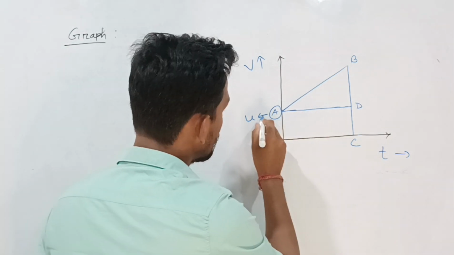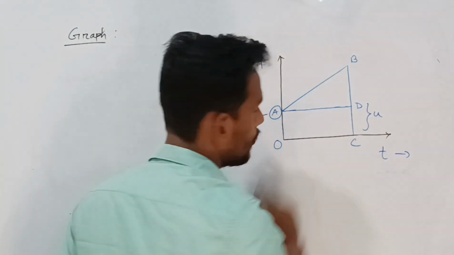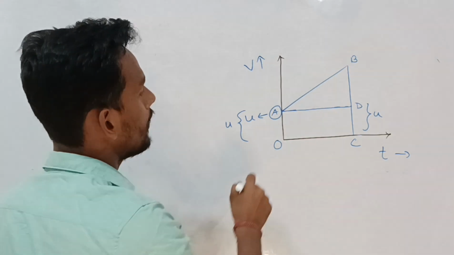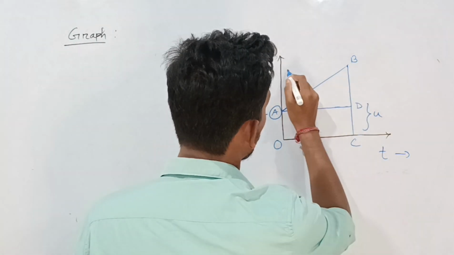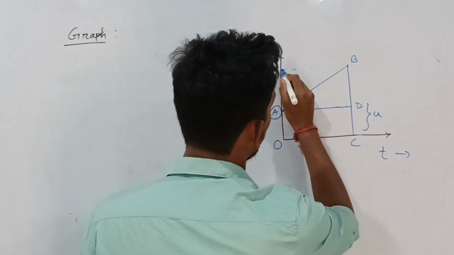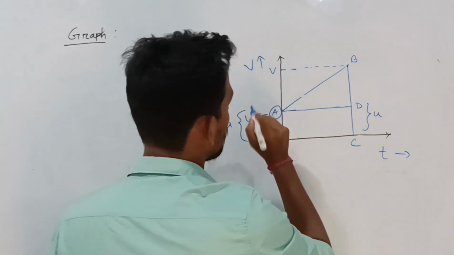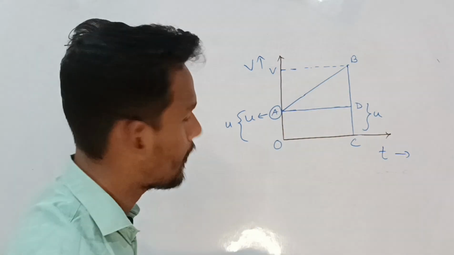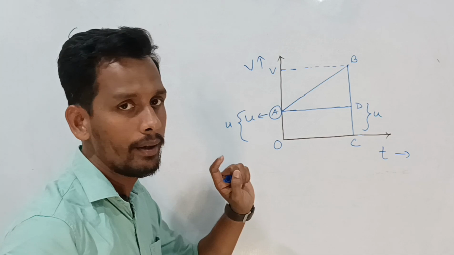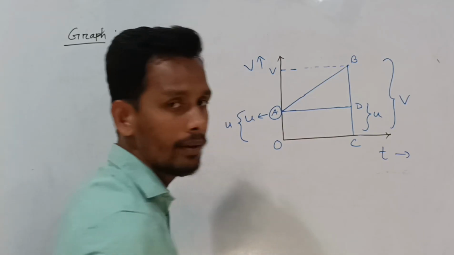This distance you can take as u. Clear? And at this point B, the final velocity is v. So the object is moving from A to B by changing its velocity from u to v. Clear? So the whole distance is termed as v. Clear?